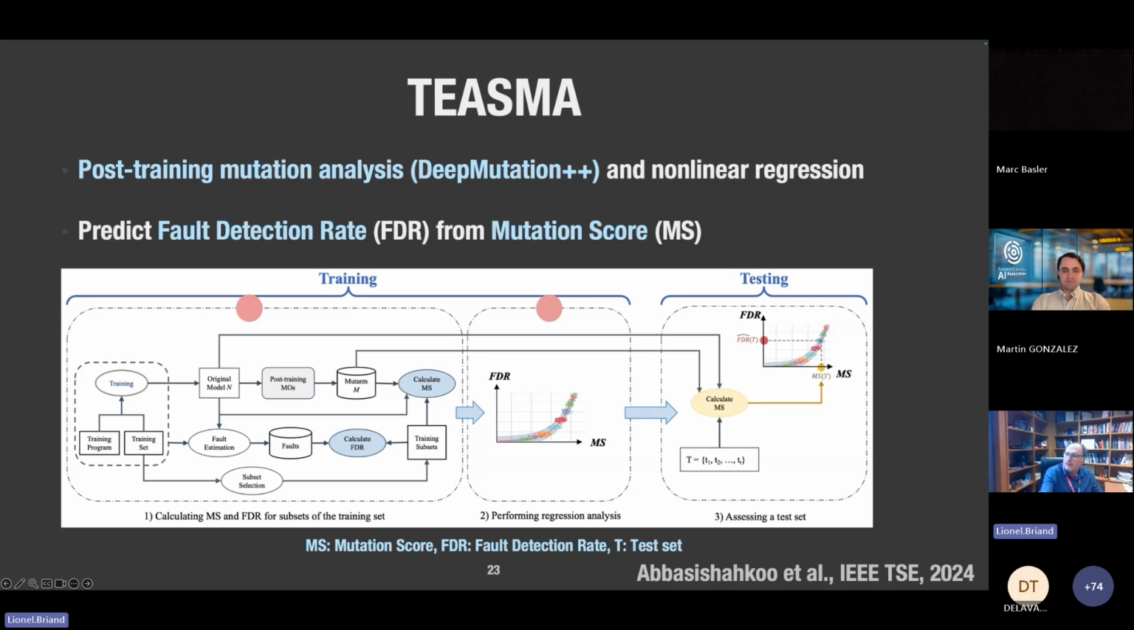We then looked at the correlation between the fault detection rate of a large number of subsets of the training set of different sizes and the mutation score of those subsets. And we basically built a prediction model to predict the fault detection rate from the mutation score. The relationship between the two is, of course, not at all linear, for reasons I will explain.